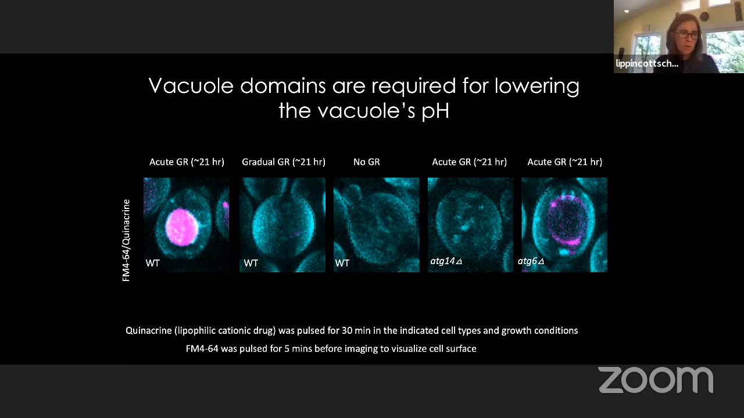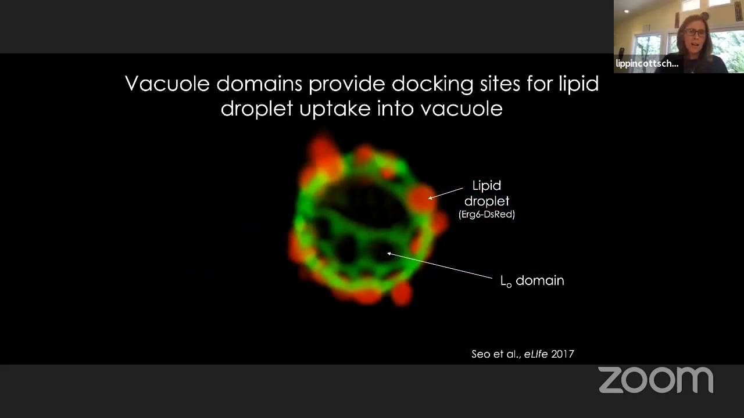Well, why is it important for the vacuole to acidify under starvation? Well, one thing is that the vacuole is playing a critical role in recycling proteins and lipids. And consistent with that, we can see that lipid droplets are actually being taken up into the vacuole under glucose starvation. And what's amazing is that the lipid droplets are being taken up by docking onto the liquid ordered domains on the surface of the vacuole.